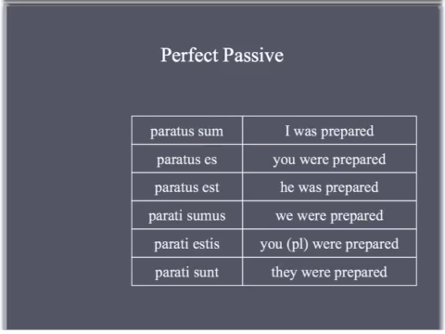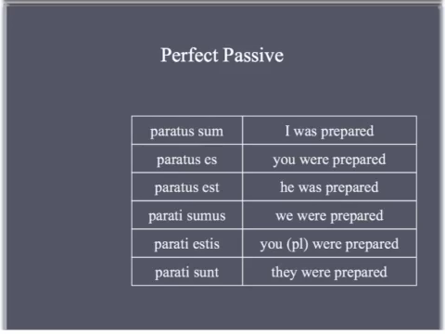Now in English, it is going to be I was prepared, paratus sum. You were prepared, paratus es. He was prepared, paratus est. If of course it was parata est, it would be feminine and it would mean she was prepared. Parati sumus, we were prepared. Parati estis, you plural were prepared. And finally, parati sunt, they were prepared.